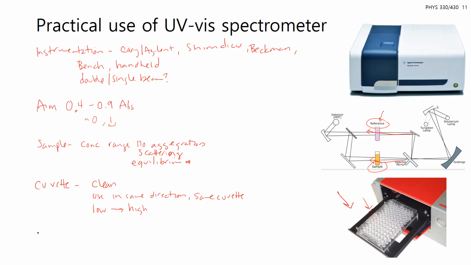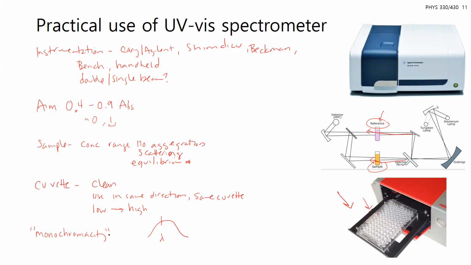And another thing to point out is to understand the settings on your UV-vis. So you get a spectrum and you take a point and you're like, oh, I'm getting a value at a single wavelength. It's exactly this.